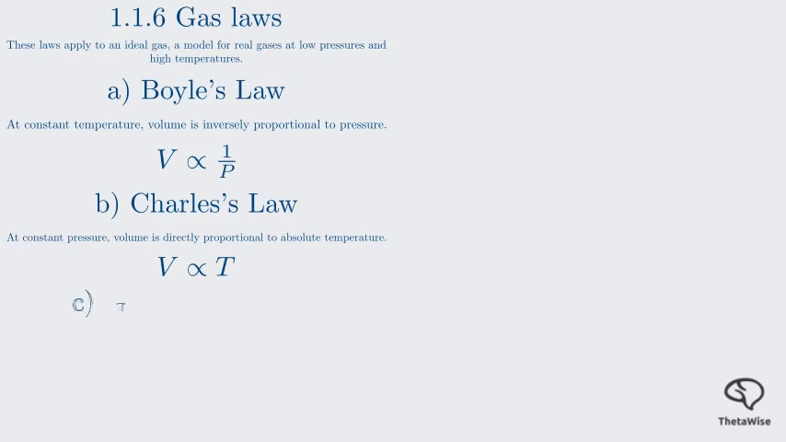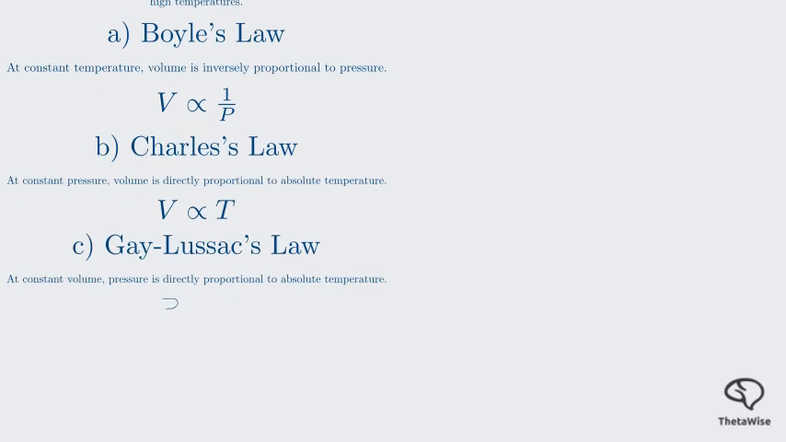Then we have Gay-Lussac's law, which connects pressure and temperature. Gay-Lussac's law states that at constant volume, the pressure of a gas is directly proportional to its absolute temperature. Imagine heating a can. The can's volume is fixed. As the temperature rises, the gas inside expands, hitting the walls more frequently and with more force, so the pressure increases. This is also a straight upward line on its graph.